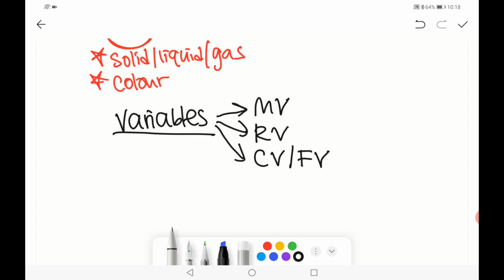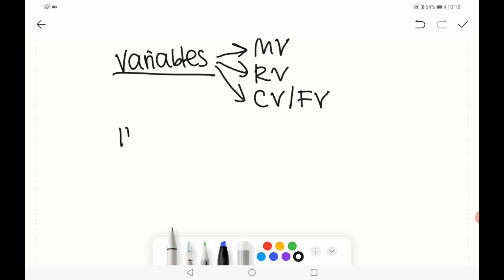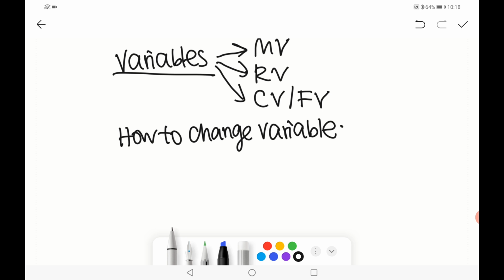Okay, there's one question they love to ask that you all have to be very careful with. The question is all about how we are going to change the variable. How are we going to change the manipulated variable? How are we going to get the responding variable? How are we going to get the constant variable? So you all have to be very careful here.